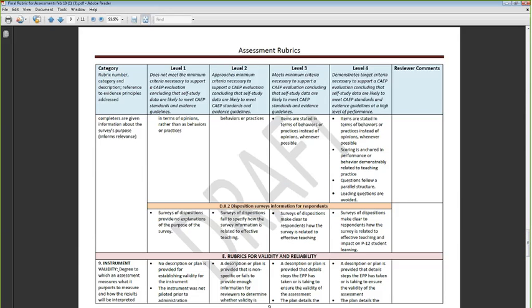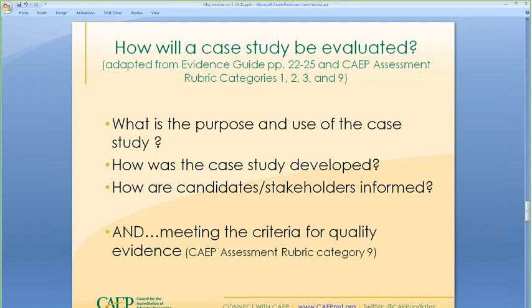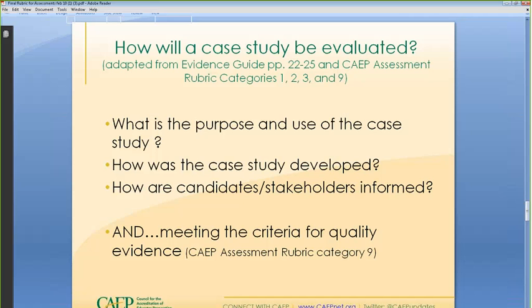So let me go back to my PowerPoint. In talking to CAPE staff, they said, look, we need to know what the purpose and use of the case study is, who developed it, how it was developed, and then the expectation is for case study, as with any of the instruments that you use to provide evidence for your self-study, that these instruments are meeting the criteria for quality evidence. So this is where we get into the CAPE assessment rubric, category 9.